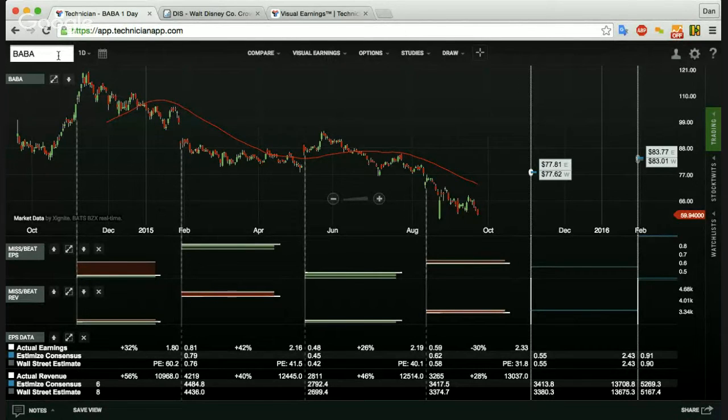But obviously, great opportunities to take advantage of PEs that have climbed way too high, or price to revenue that's climbed way too high compared to historical norms, and then play that mean reversion downwards.